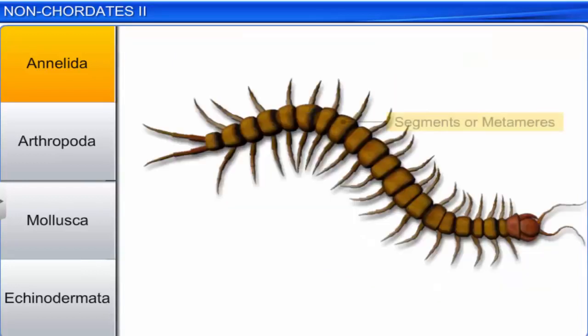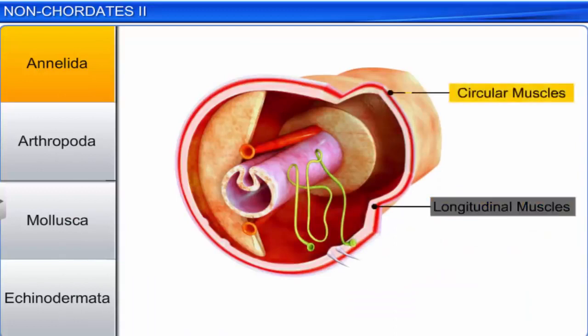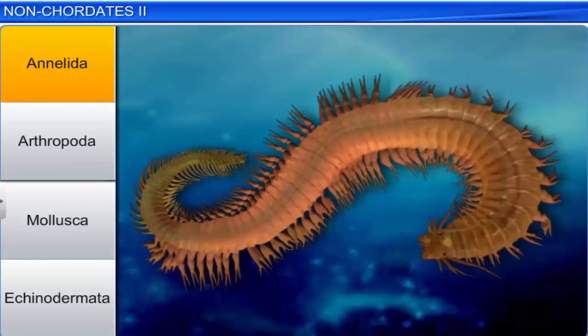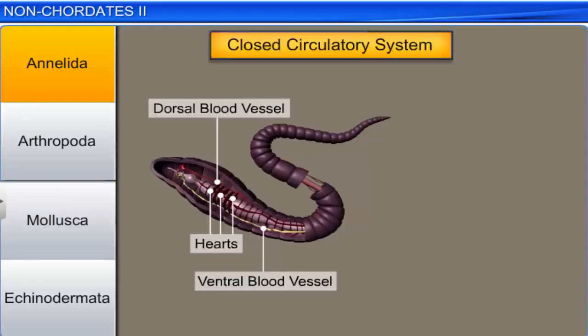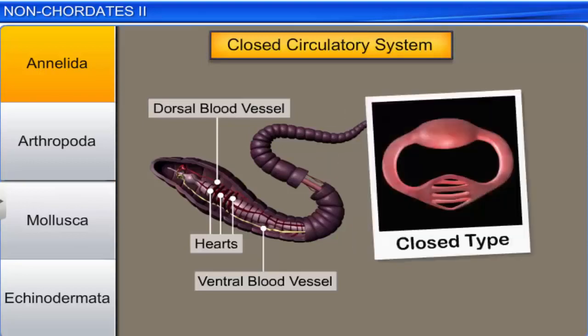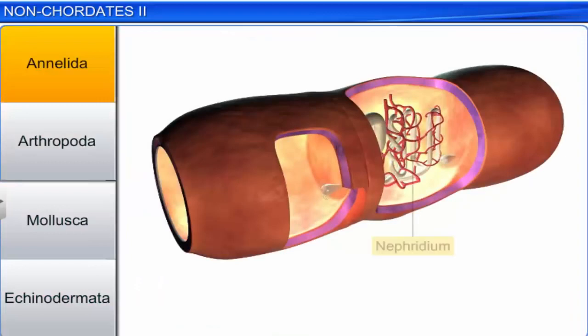These animals have well-marked segments or metameres on their body. Annelids move with the help of longitudinal and circular muscles. Along with these muscles, setae are also helpful in movement. Aquatic annelids like Nereis have lateral appendages called parapodia for swimming. In annelids, the circulatory system is of closed type and has nephridia that help in osmoregulation and excretion.